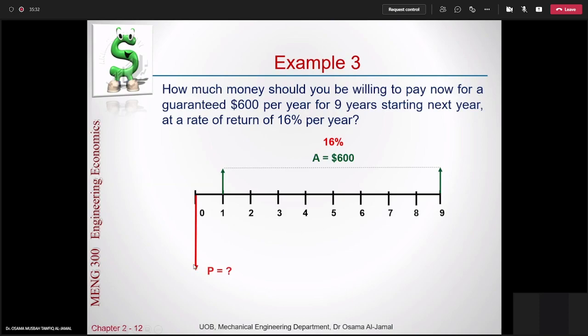Required to find the P at time 0 for the annuity that is going to start from year 1 up to year 9. How much is that annuity? Put it at the top. The amount 600. You don't have to show this, because we know that 600 now is the annuity. And again, you don't have to show all the arrows. Only show the first and last arrow and connect between them. That's what we did here.